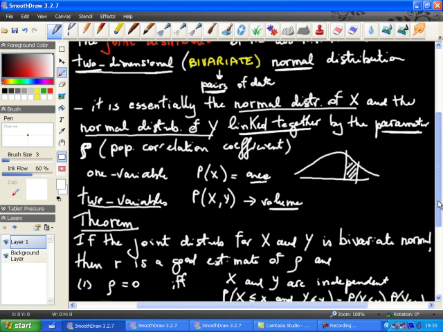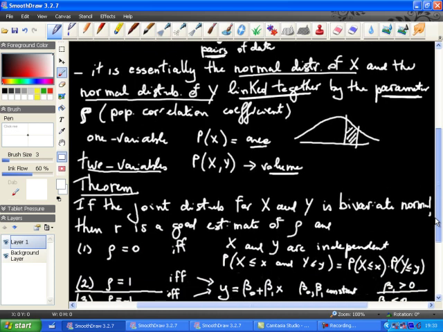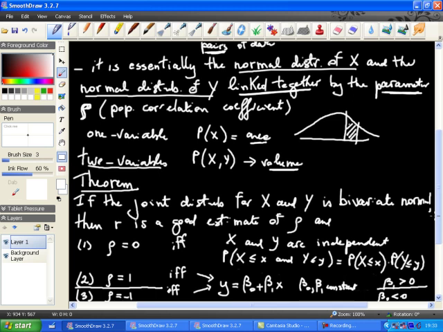And we have a theorem which basically drives the test for correlation. The theorem is telling us that if the joint distribution for x and y is a bivariate normal, so we are under this assumption, the sample correlation coefficient R is a good estimate of the population correlation coefficient rho. And when rho is equal to 0, this is the no correlation case. Rho equal to 0 means there is no correlation if and only if the two variables x and y are independent. So no correlation means independent random variables.